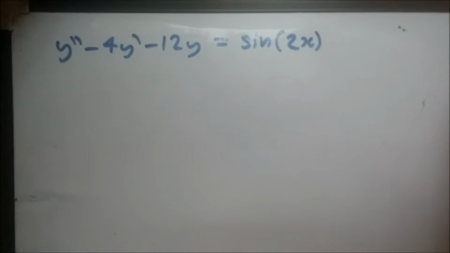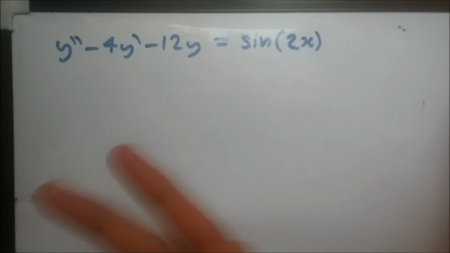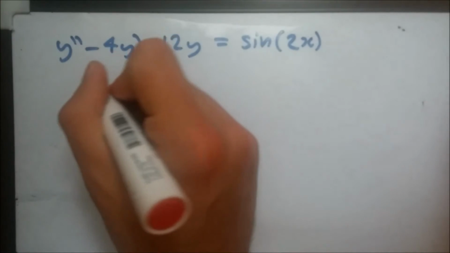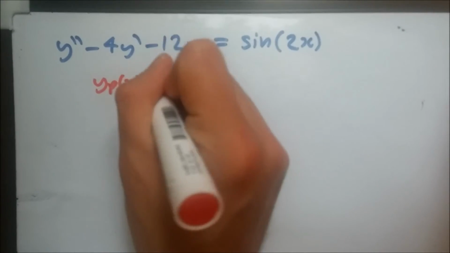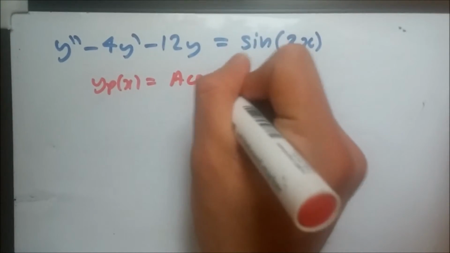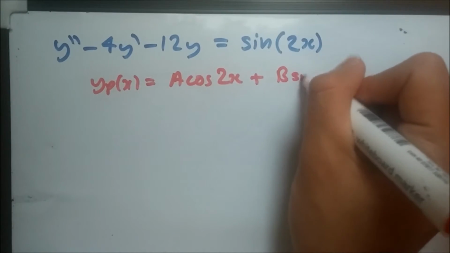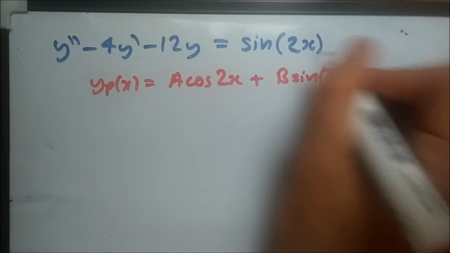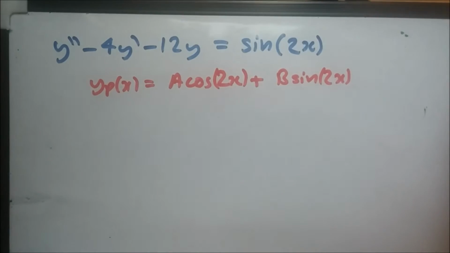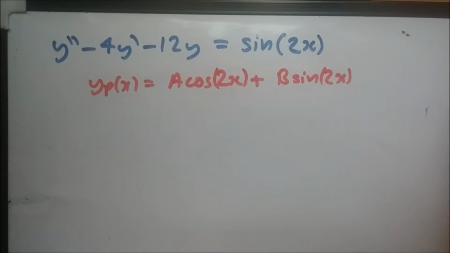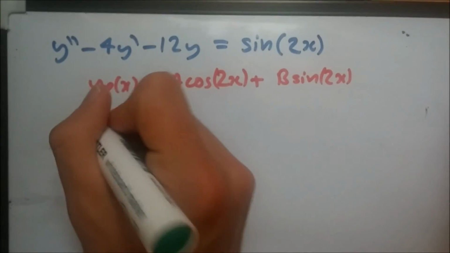So recall from the table. If we're dealing with sine 2x and we differentiate, we get a solution in terms of cos and sine. So that means our particular part is going to be some solution in terms of cos 2x plus some solution in terms of sine 2x. Okay, and that's it. Now we just differentiate these terms and smash it back into the equation.